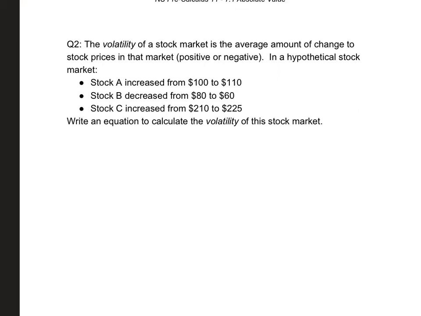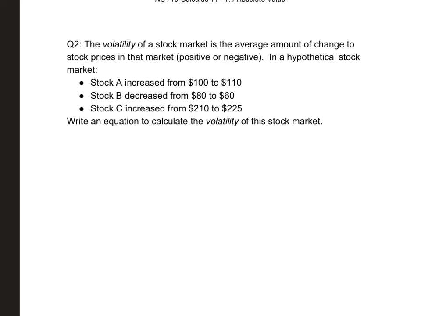All right, question 2. So the volatility of a stock market is the average amount of change to the stock prices in that market, regardless of whether they're positive or negative. So if a stock increases in value, that adds to the volatility of a market. If a stock decreases in value, that adds to the volatility of a market as well. So regardless of whether it goes up or down, we treat those as volatility. It doesn't matter what direction it goes into.